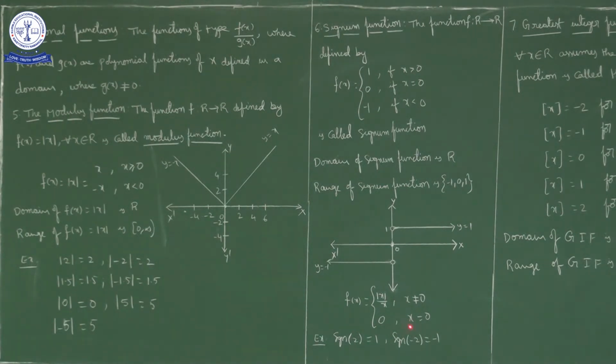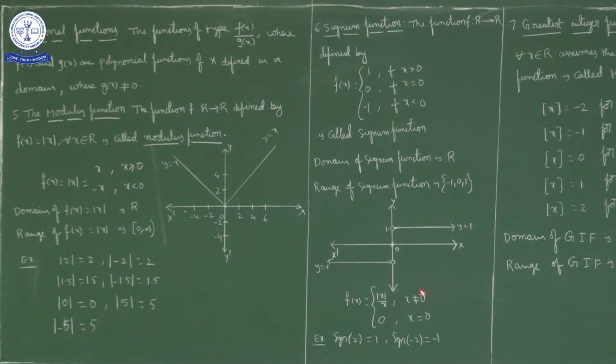Anyhow, for x equal to 0, f of x is 0, that is defined. Now x positive. Mod x is what? In the modulus function we discussed, when x is positive, mod x is x. So x by x is 1. In the case of x negative, mod x is what? Minus x. So minus x by x is minus 1.